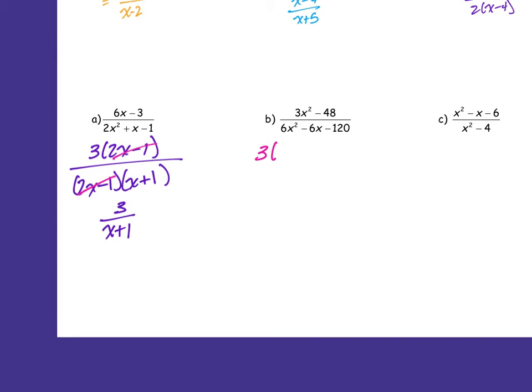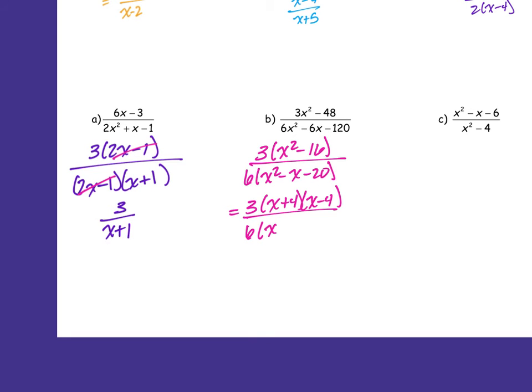So 3 times x squared minus 16 all over 6 times x squared minus x minus 20. And then I've got 3 times x plus 4 times x minus 4 all over 6 times x plus, oh, no, not plus 5. Oh, I'll do it this way. Plus 4 times x minus 5. I can write it either way, right? And then 3 goes into 6 2 times. So I should get x minus 4 over 2 times x minus 5.